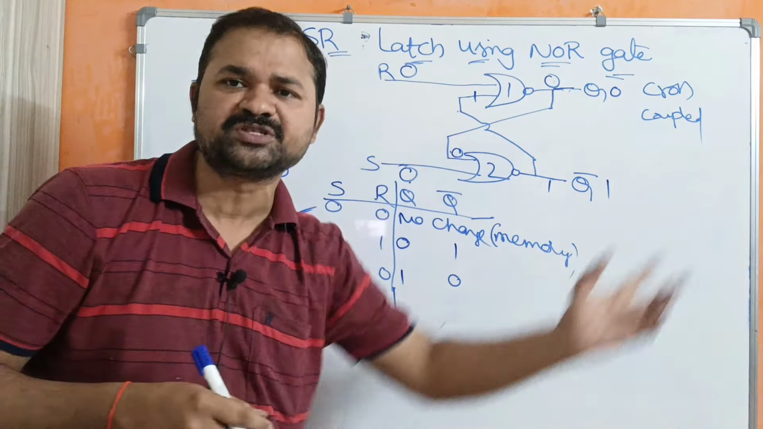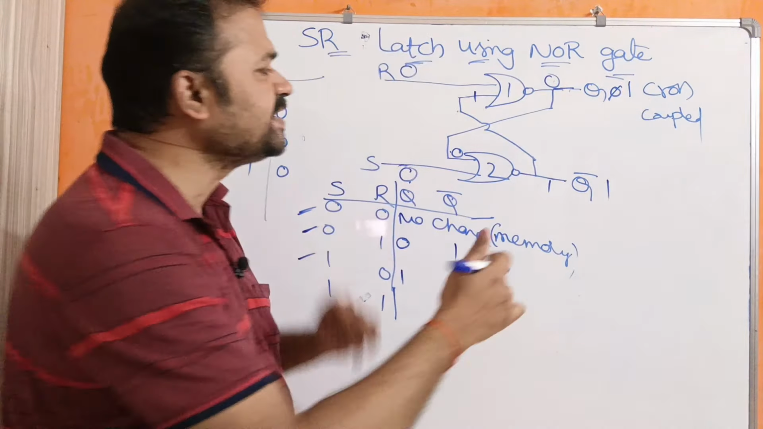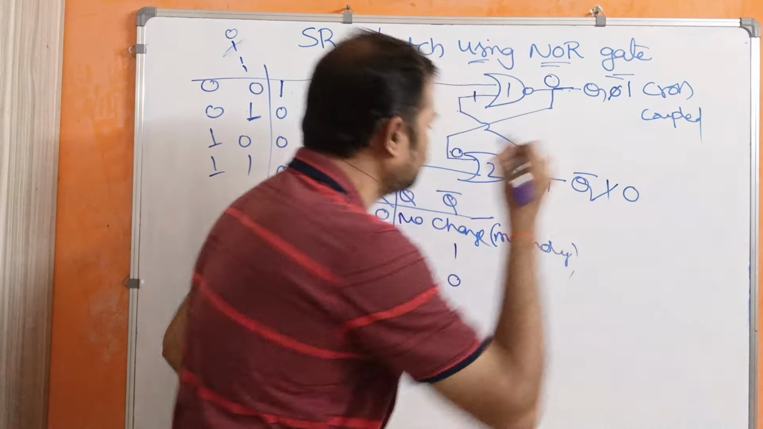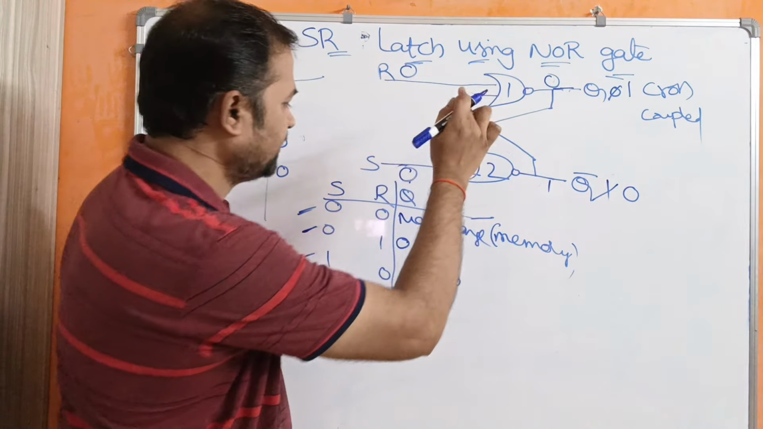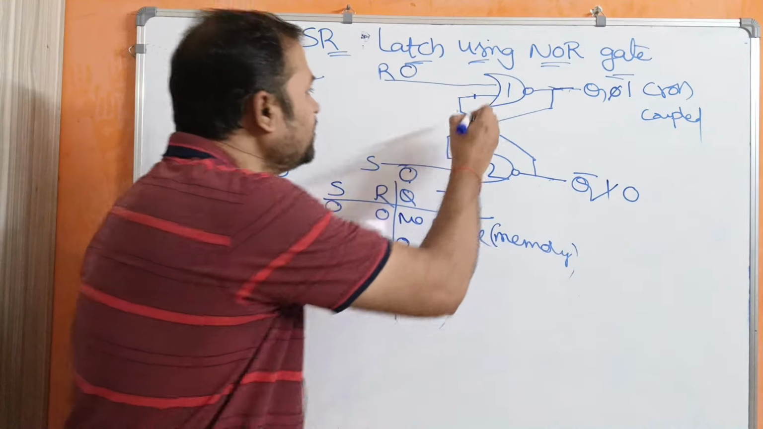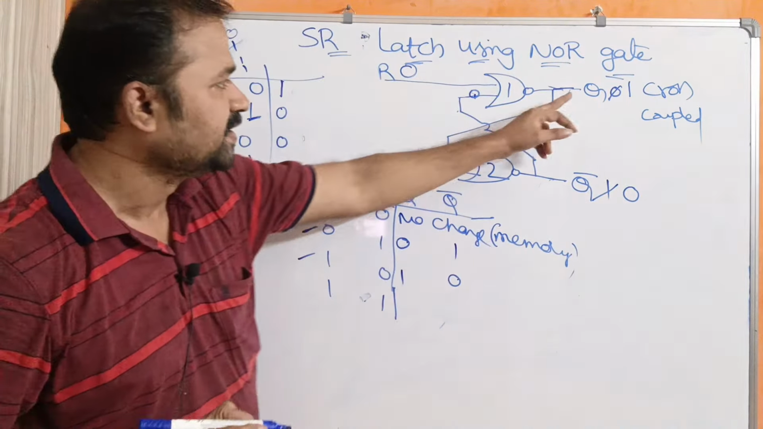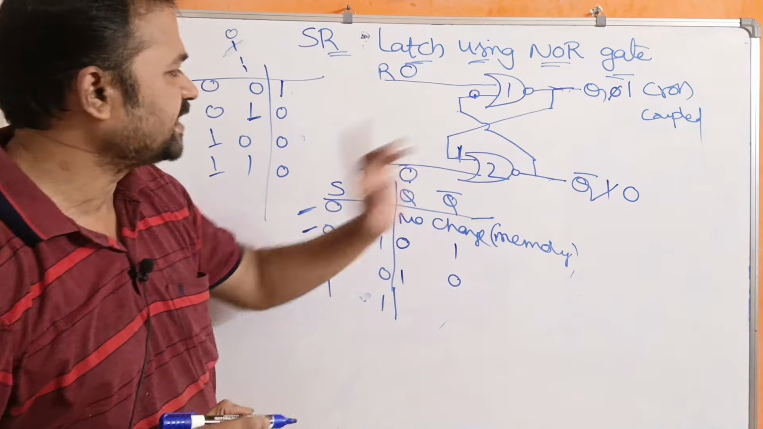Likewise, let us take one more scenario. Instead of 0, let us take 1. If Q is 1, then what is Q bar value? 0. Okay. So let us focus on whether we get no change or not. So here Q bar value is 0. So this 0 will be passed as the input to the first NOR gate. Here Q value is 1. So this 1 is passed as the input to the second NOR gate.